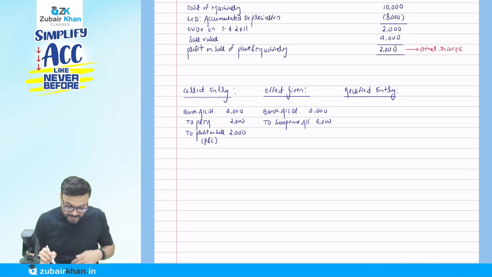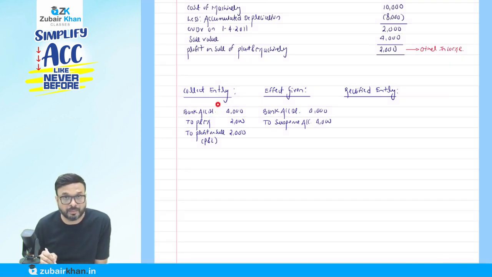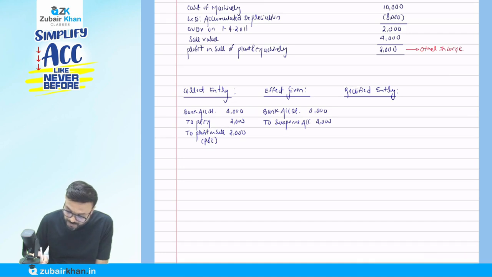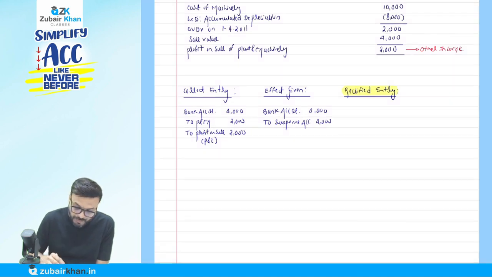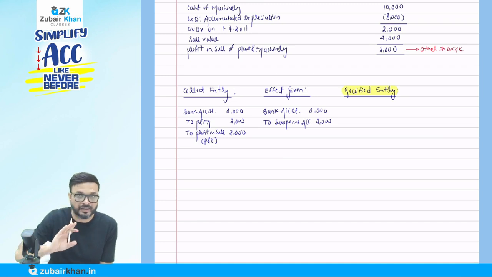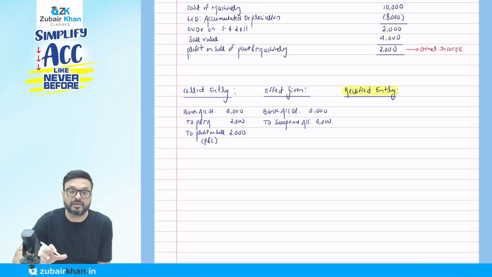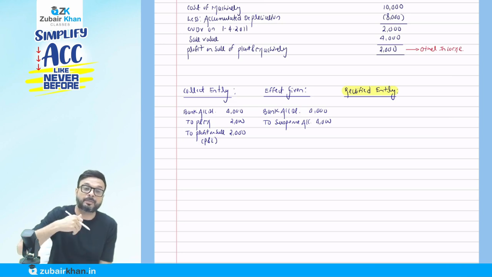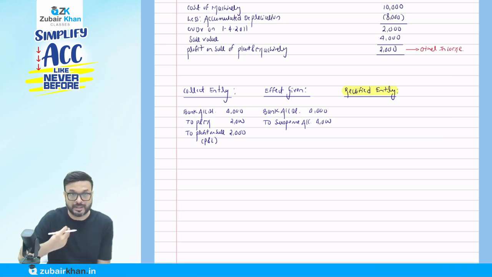They should have passed this entry, but what they have actually passed is this entry. So we have to rectify it. So we are going to give the effect of the rectified entry. How do we pass a rectified entry? We have to compare the correct entry and the wrong entry. Wrong entry means the effect given. So we compare the correct entry and the effect that they have given incorrectly, and we pass the rectified entry now to correct the treatment.